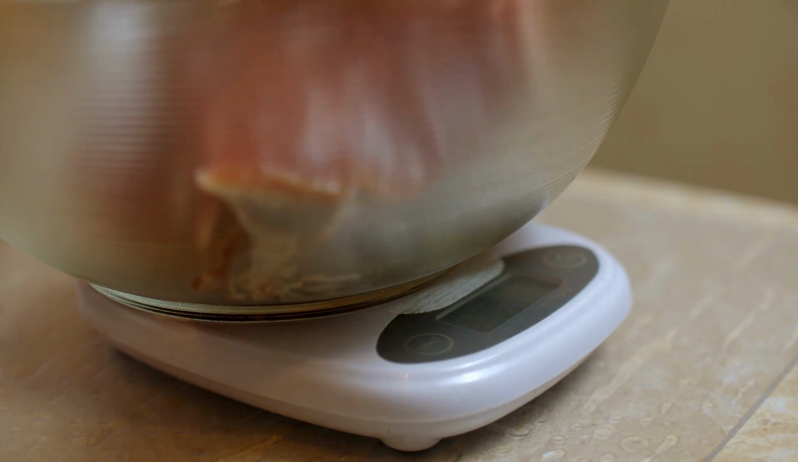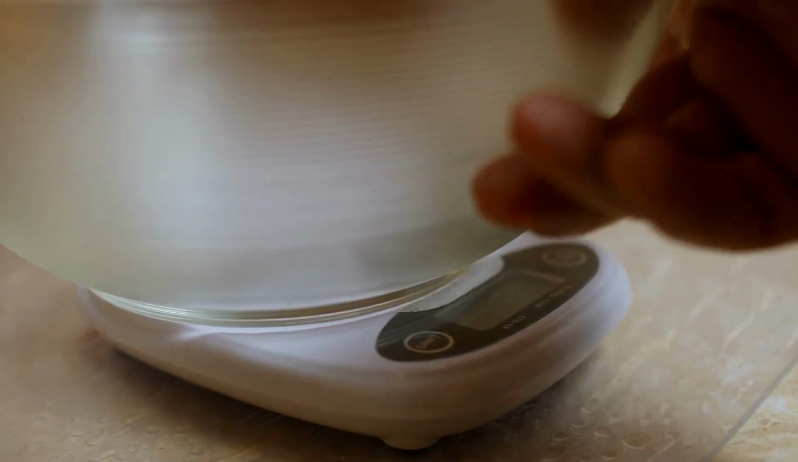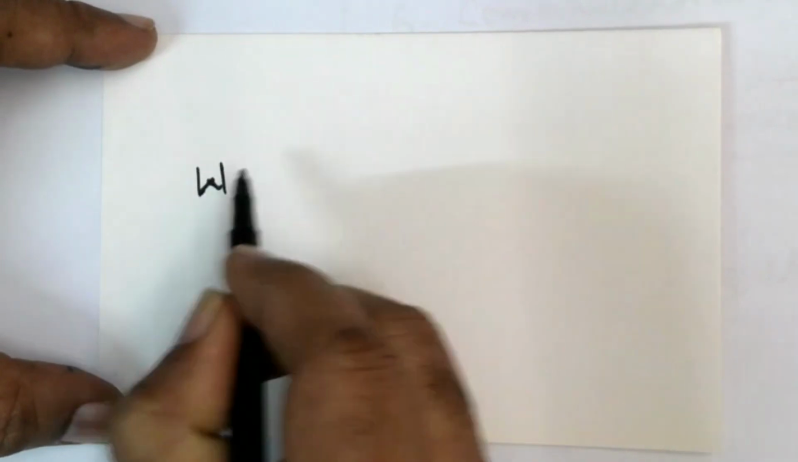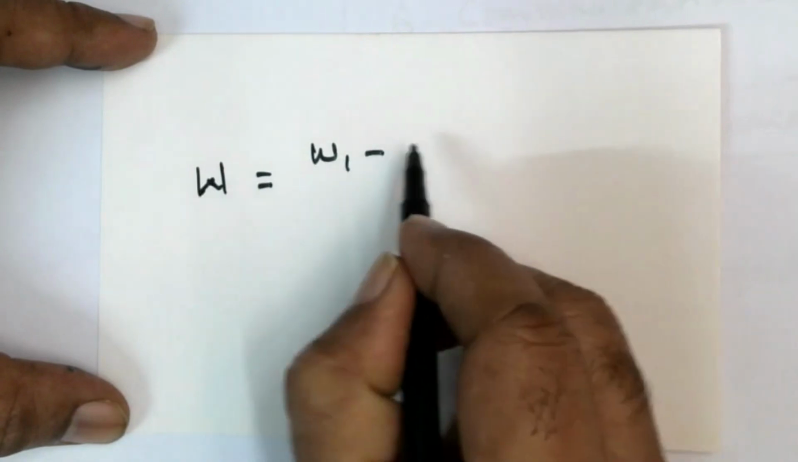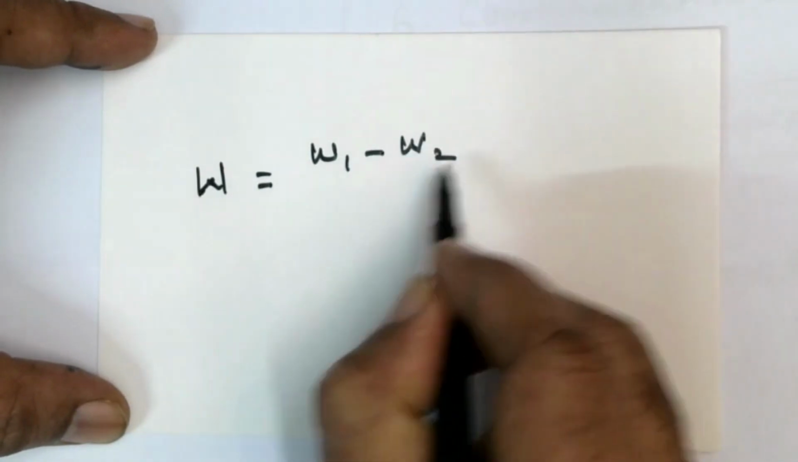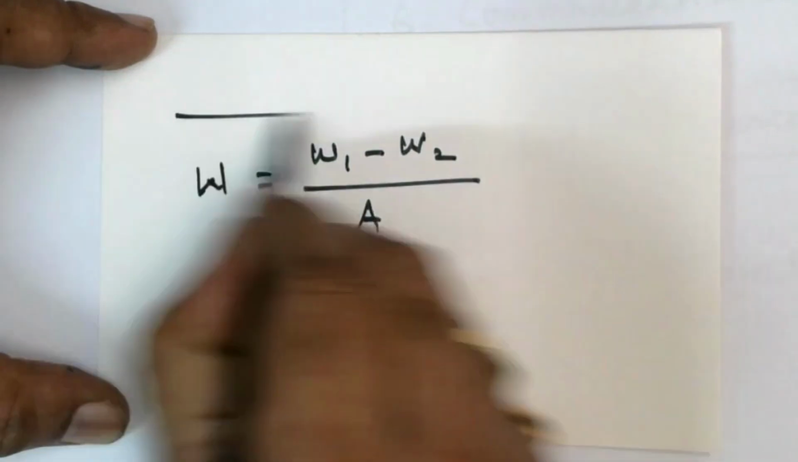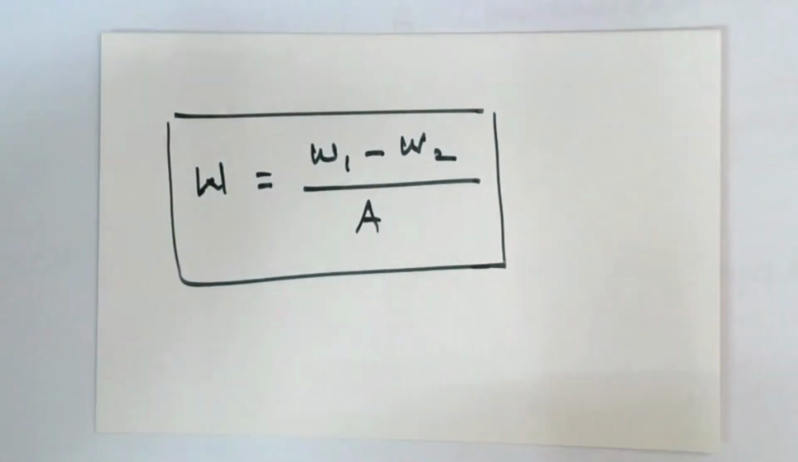The coating weight is represented as gram per square meter. So it can be calculated using this formula. W, that is the coating weight, is equal to W1 minus W2 whole divided by A, where A is the surface area. W1 minus W2 is the difference in the weight.